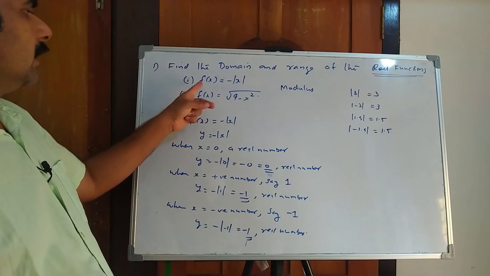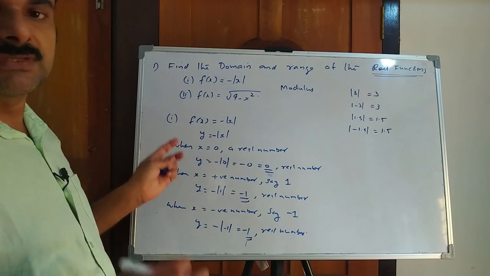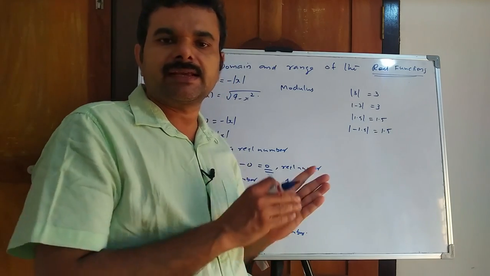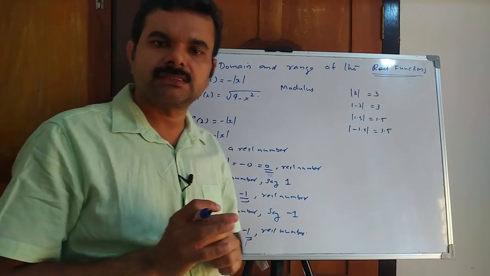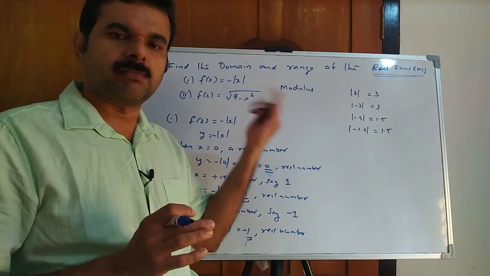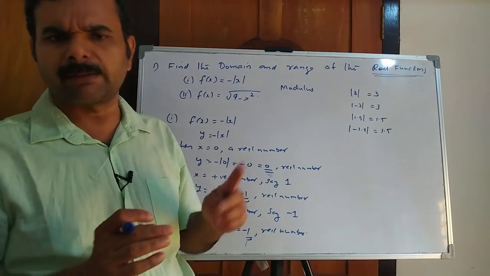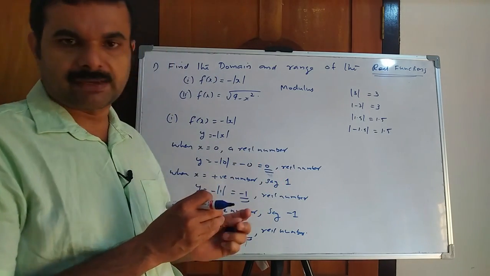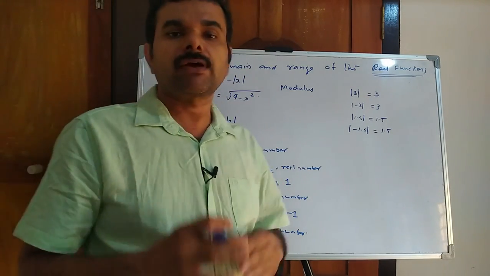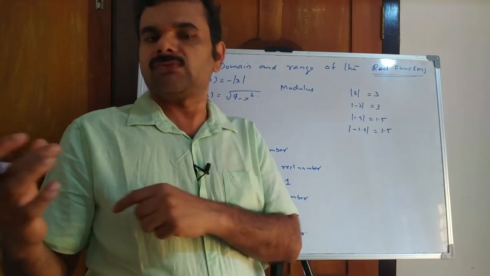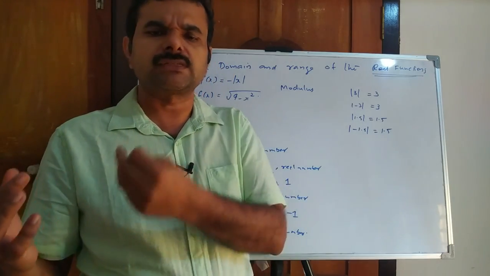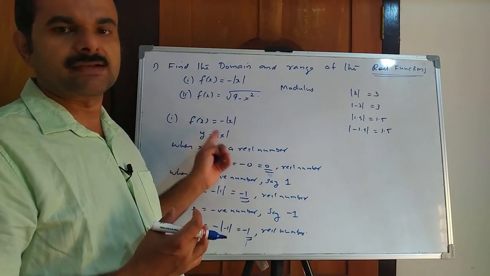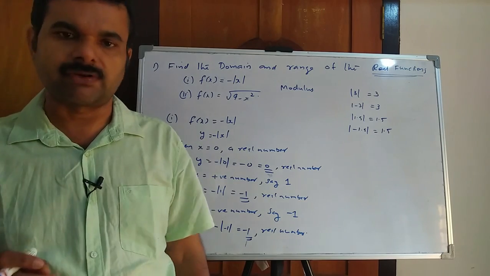So which values can be assigned for x? You can take any values from the real numbers. Minus 1, minus 2, minus 3, minus 4, all negative values can be taken for x. Similarly, 0 can be taken. It is very clear from here. Similarly, all positive values can be taken as x values: 1, 2, 3, 4. For every real number, this function y is equal to minus mod x will be satisfied.